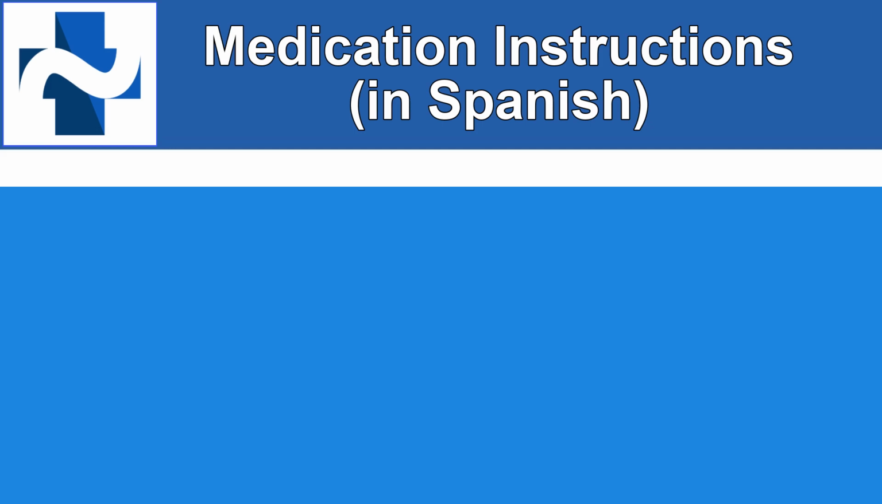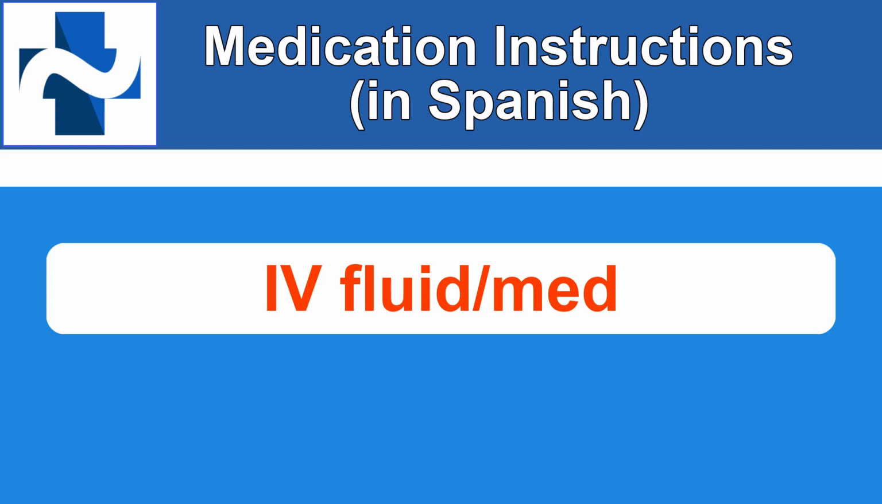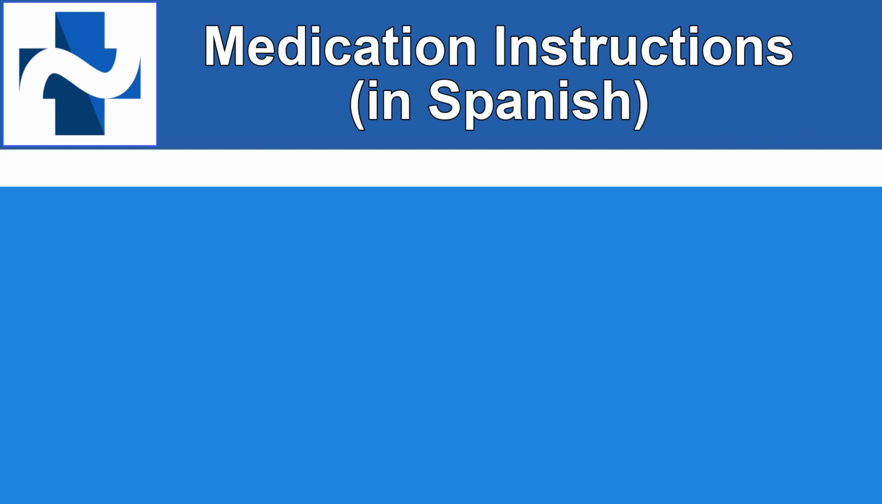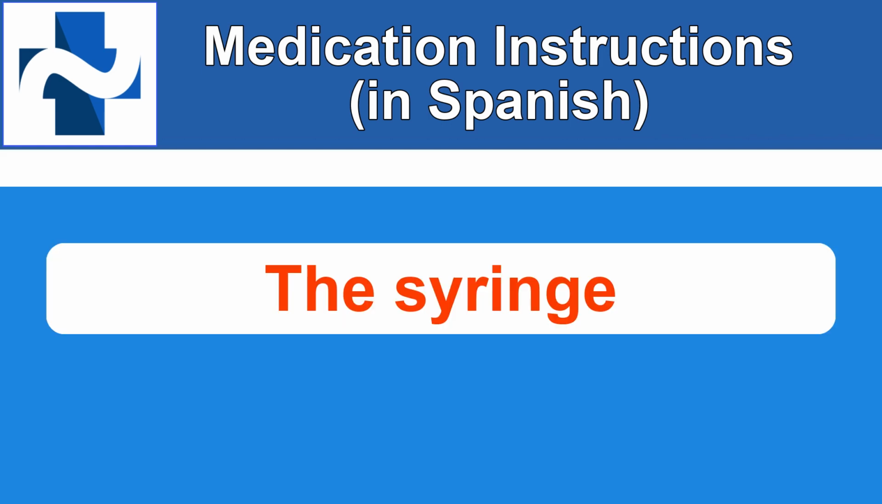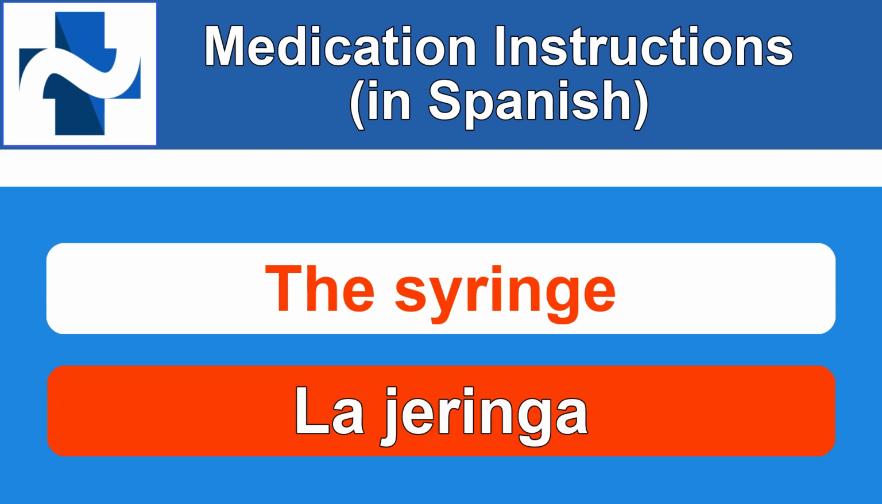Next one kind of means like a liquid you might give IV, so like an IV medication. El suero. The needle. La aguja. The syringe. La jeringa.